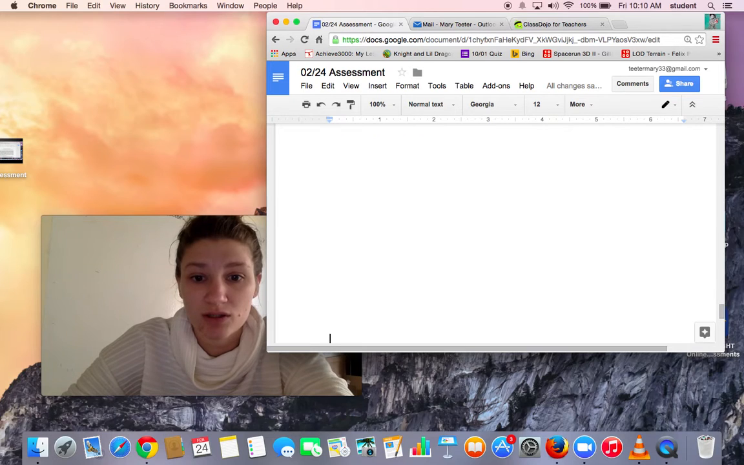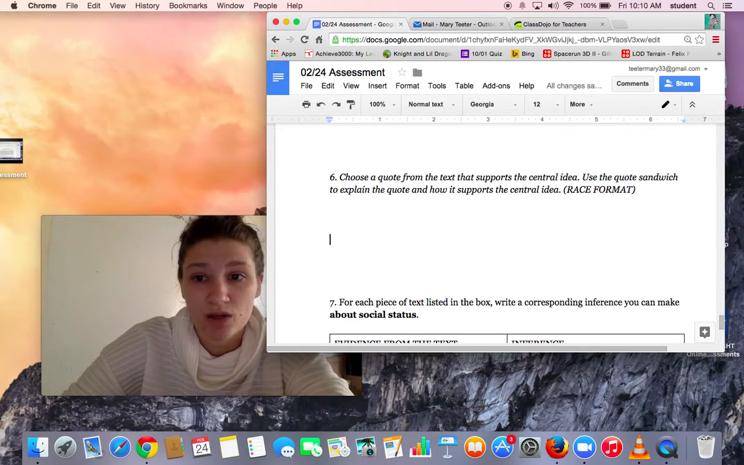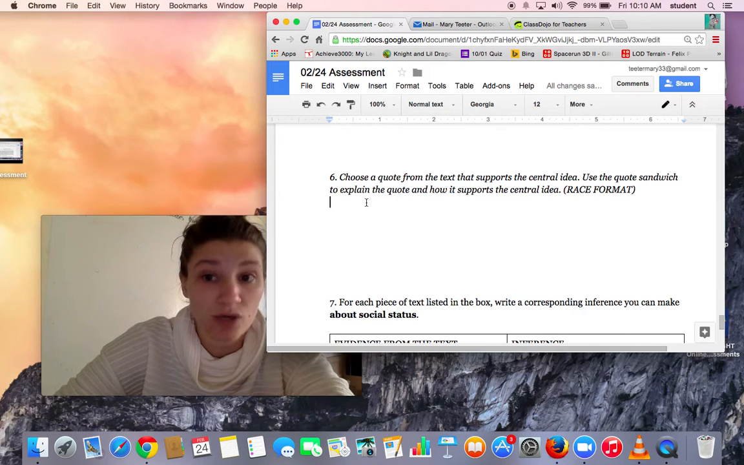For question number 6, you're going to put your central idea into RACE format. So you're going to use the same central idea that you used in question 1, but this time you're just going to support it with evidence. You can use a quote that you found in one of your other questions. Like question 2 has a lot of supporting evidence. So you can use one of those quotes.